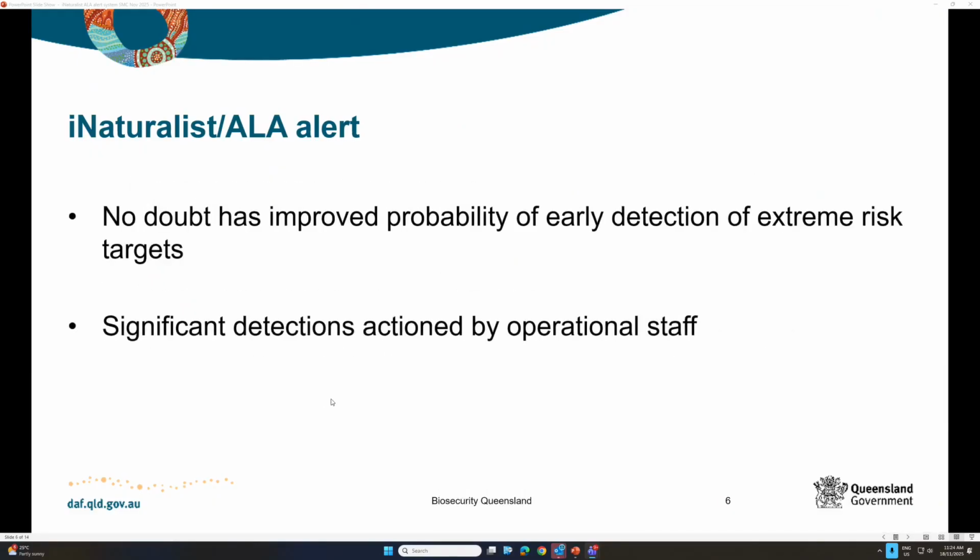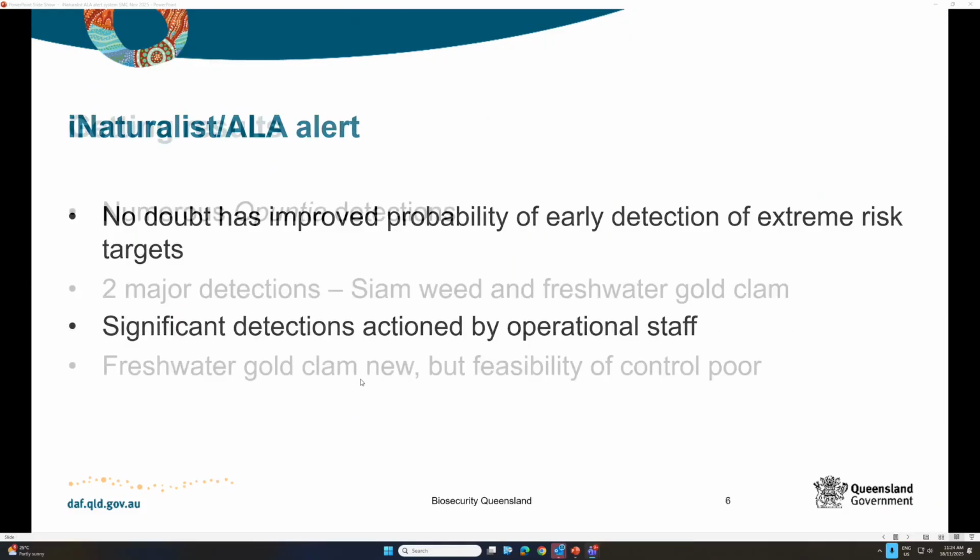So I have very little doubt. I've been using the alert system for a while now, and I've got very little doubt that it has improved the probability of early detection of extreme risk targets, stuff that we don't have yet. Once those targets are detected, and I'll talk about a couple in a minute, they are actioned by our operational staff working with local governments and others.